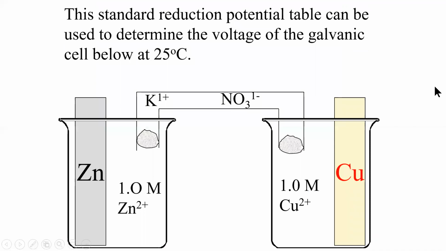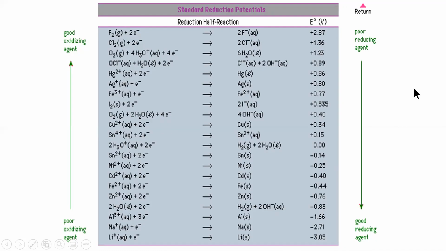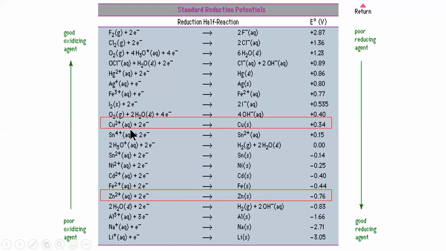So now let's look at an example here. We have an example of a cell with a salt bridge that is potassium nitrate. We have zinc and we have copper. And we are going to now locate these two potential reductions in a standard reduction table. So here's our standard reduction table, and we can see that the zinc reduction is zinc 2+ ions combining with 2 electrons to make zinc, and the copper 2+ ion combines with 2 electrons to make copper.